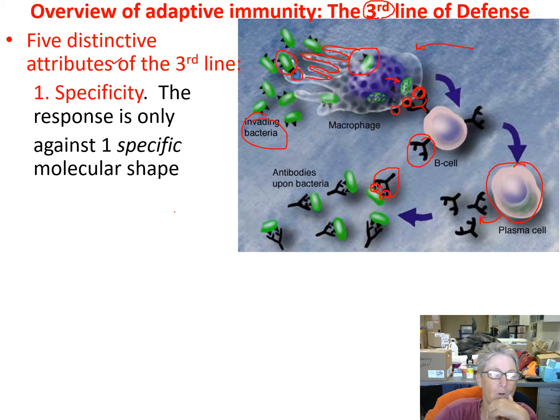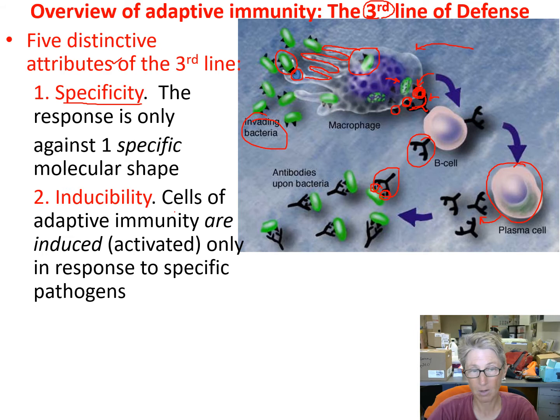Okay, so now we'll go back to 5 distinctive attributes of the third line of defense. The first attribute is specificity. So in the third line of defense, the immune response is only against one specific molecular shape, and that's what this cartoon shows. So this one specific molecular shape that was a piece of the bacteria was presented out here on the outside of the macrophage, and it was specifically recognized by this B cell receptor. This B cell receptor will not recognize any other molecular shape except the one that it recognizes. That's specificity of the third line of defense.